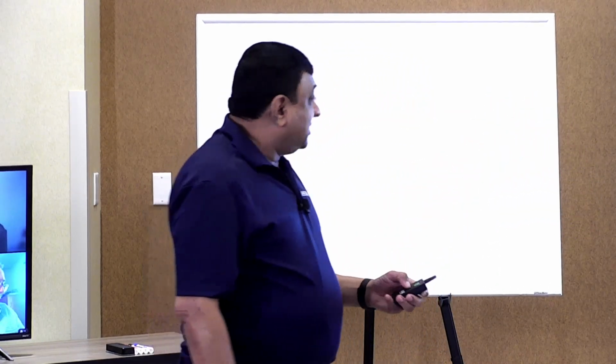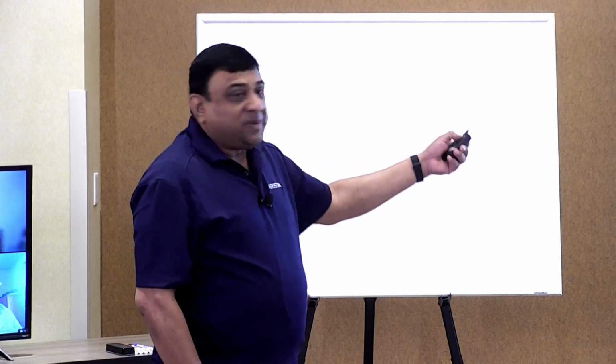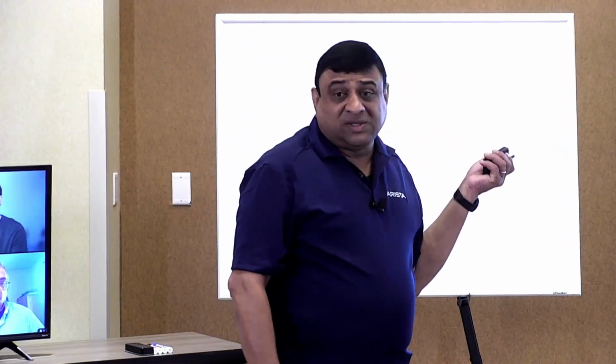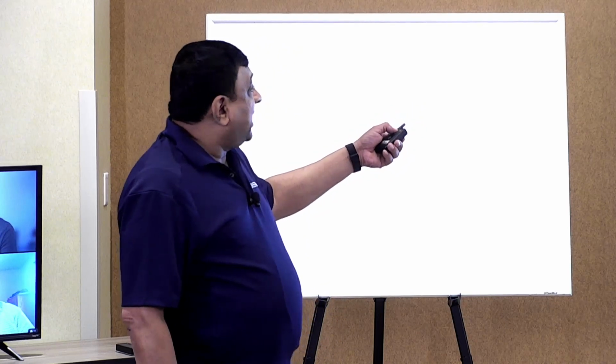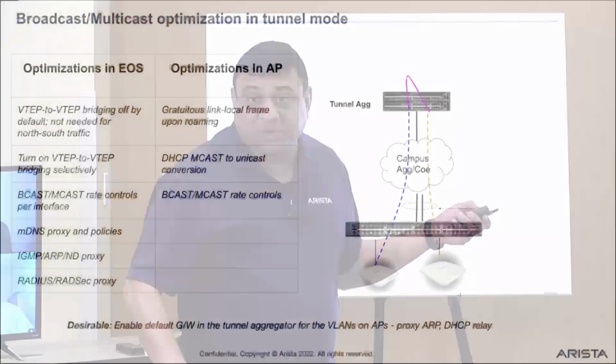Further, and this is where we take advantage of some of the EOS capabilities that come in. If you really look at the two parts of this table, there are some optimizations in the AP that are generic, but more importantly, what we get from the EOS and the switch hardware capabilities. One is that in a lot of scenarios, people don't want to just send it back to another AP. Maybe it's a guest SSID, you just want to send everything northbound, right? You just turn off the VTEP to VTEP bridging. There are all kinds of rate controls for broadcast multicast, how much rate you want to push down.